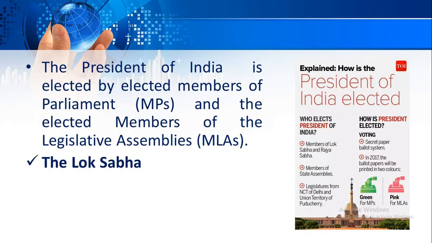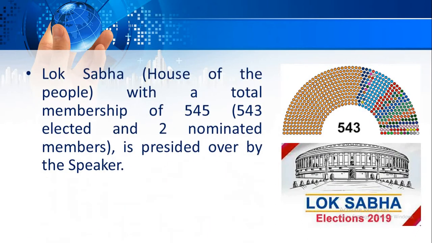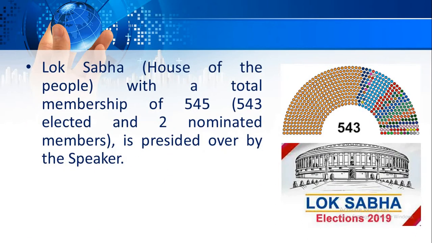Already you learned that Parliament has two houses, that is Lok Sabha and Rajya Sabha. Let us learn about each one in detail. The Lok Sabha. It is elected once in every 5 years. Lok Sabha is also known as House of the People and also Lower House. Its total membership is of 545. In that, 543 are elected and 2 are nominated members.